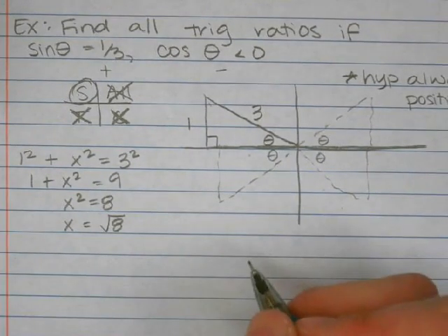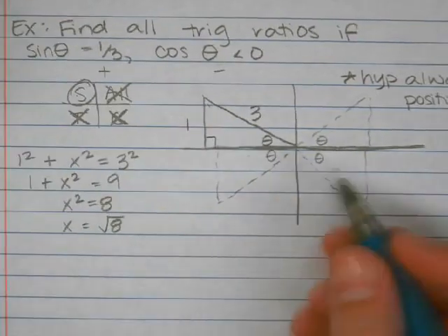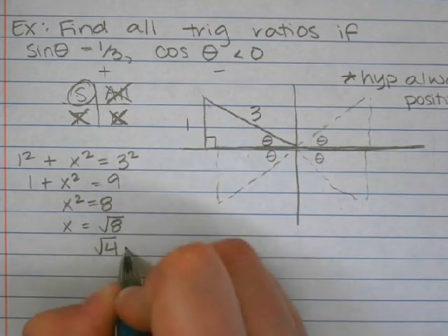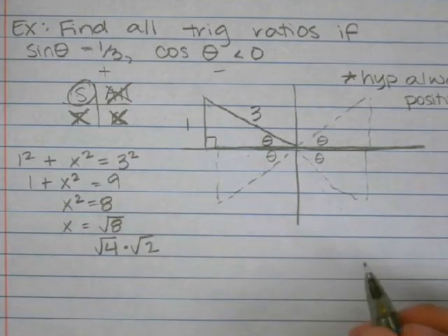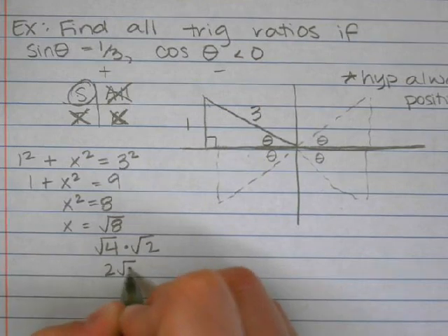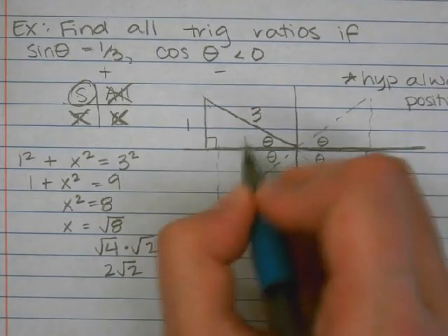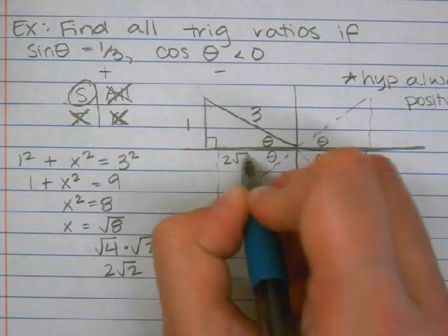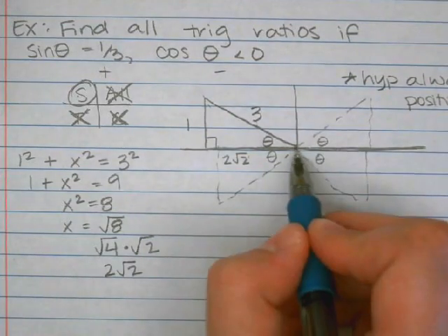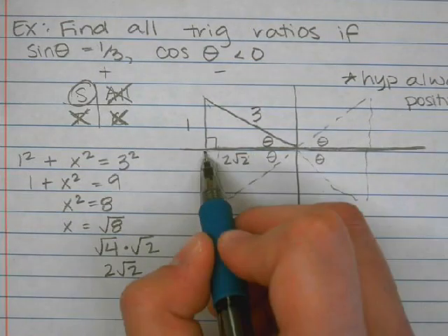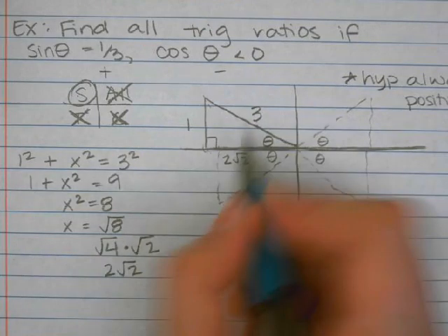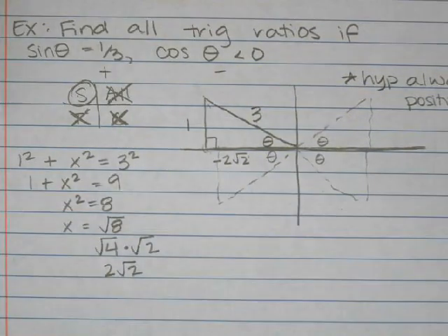I can simplify square root of 8. I can say that is the square root of 4 times the square root of 2, which is 2 square roots of 2. So this third side is 2 square roots of 2. I'm noticing that in this triangle, I went to the left and I went up. Left means this 2 root 2 should be negative.